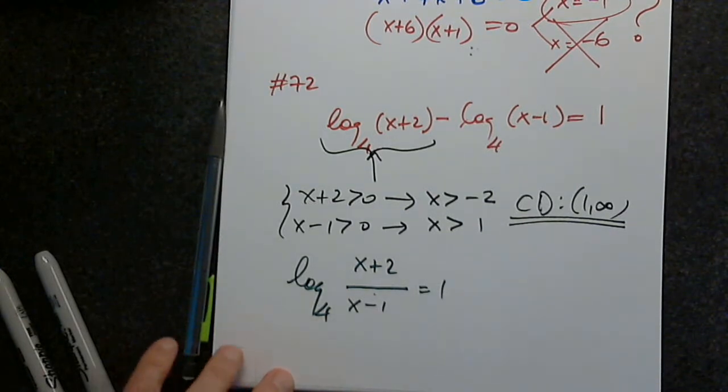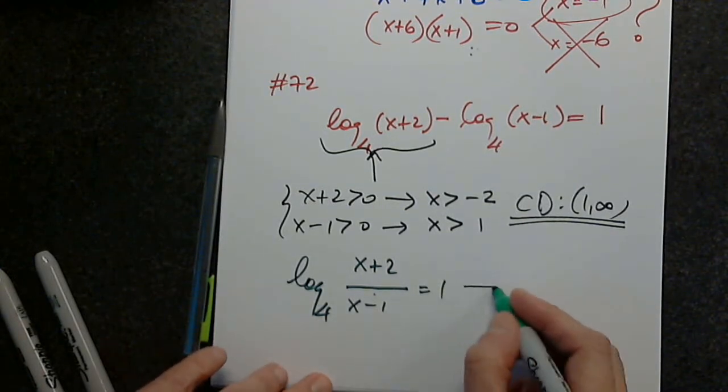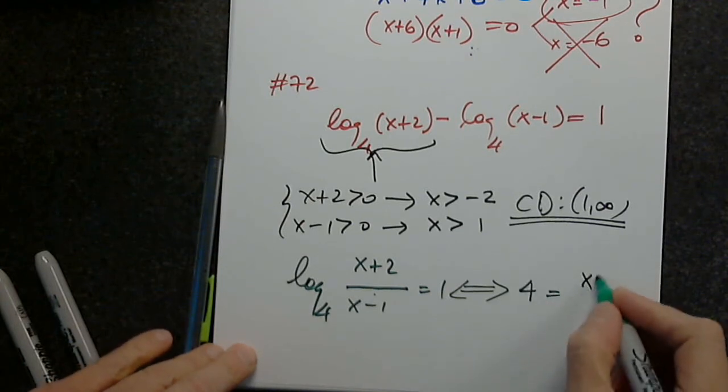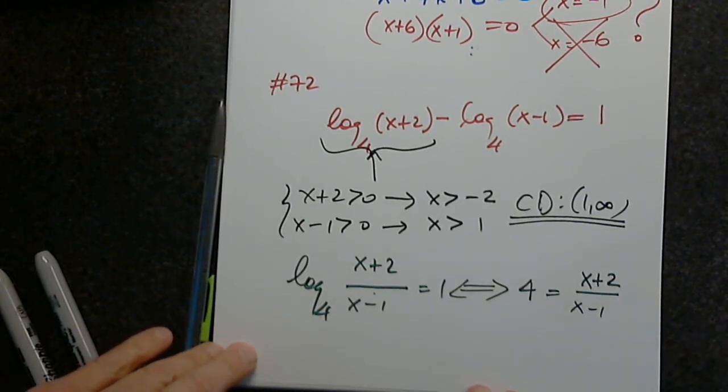Awesome, thank you. That is the quotient rule. I have no clue how to solve this, but I know it changes into, there are other ways, of course. So I can change this into an exponential equation. Always start with the base and go counterclockwise. Four to the first power equals (x + 2)/(x - 1).